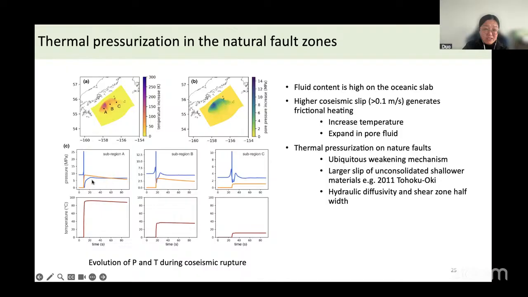The fluid pore pressure increase will reduce the strength of the fault, so it promotes the nucleation and runaway rupture in this area. But outside of zone A, in zone B and zone C, the increase of temperature and the fluid change is much smaller, but still there is a little bit of change. So all of this can contribute to the rupture along this very deep part of the fault.